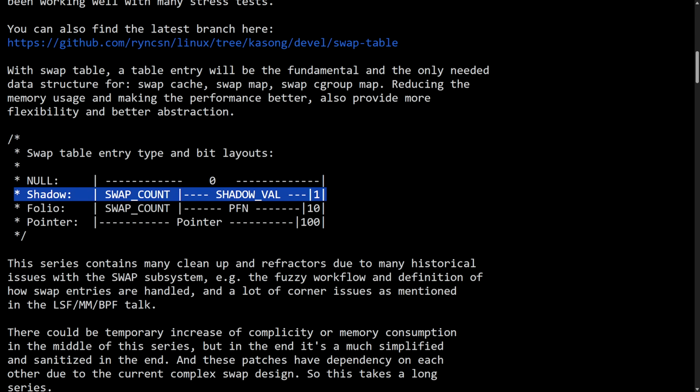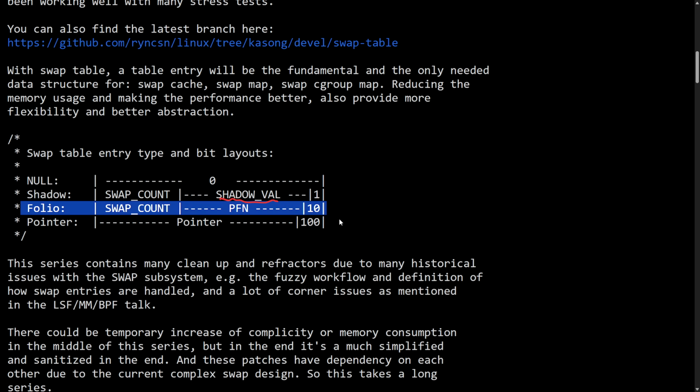Then we have shadow, aka we're representing shadow data. The swap count here likely represents how many times a page has been swapped in or out. Then we have the shadow value, which I would think is a reference to another swap entry or metadata related to swap operations. Then we have our folio, where a folio is just a larger block of memory, larger than a single page, so think portfolio.